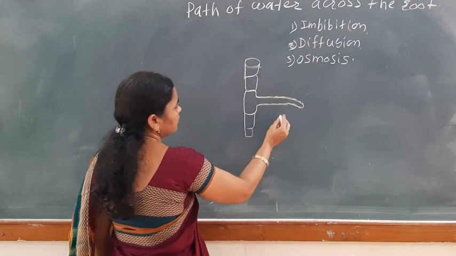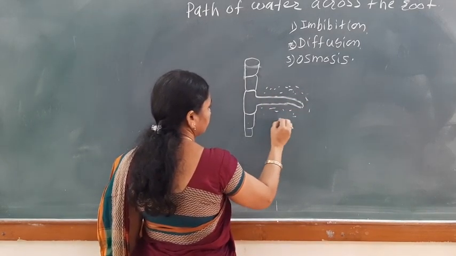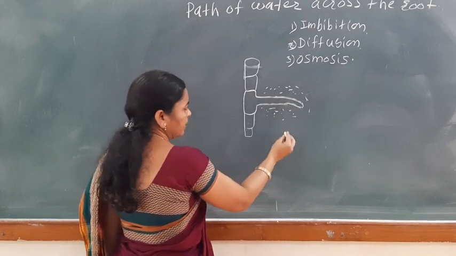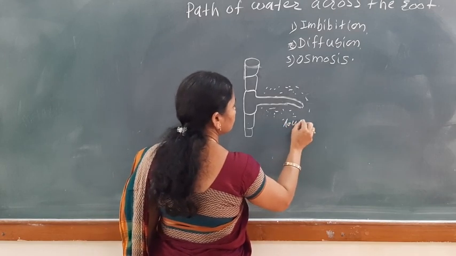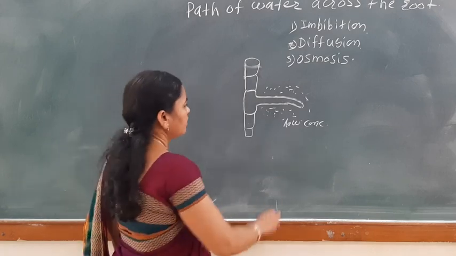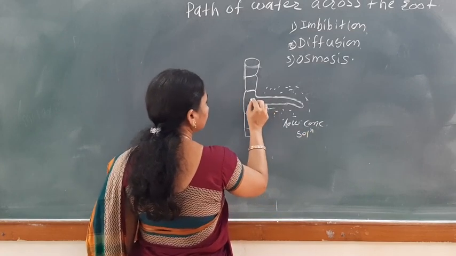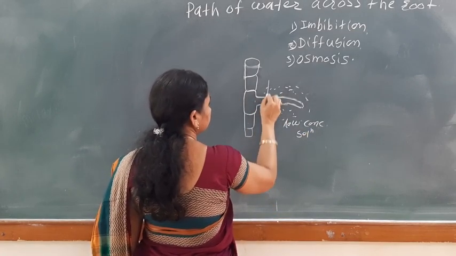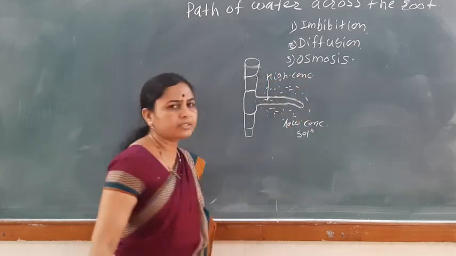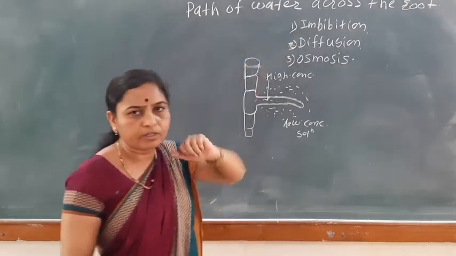Here the movement of the water is from the rhizosphere. On the outer side of the root hair there is a low concentration solution, as we have seen in the theory lecture. And in the root cell the concentration is high. So how do the first, second and third processes take place?